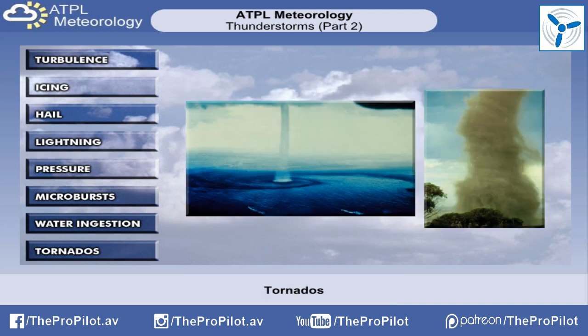Tornadoes. Tornadoes are usually associated with severe thunderstorms or tropical revolving storms, particularly those found in the Midwest of the United States. Wind speeds within tornadoes can exceed 200 knots, and the diameter of the vortex is typically less than 300 meters, with an average of 100 meters. We shall look at these phenomena in more detail later.